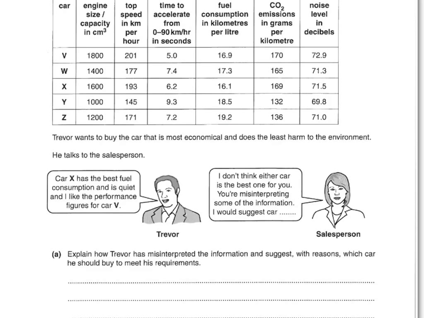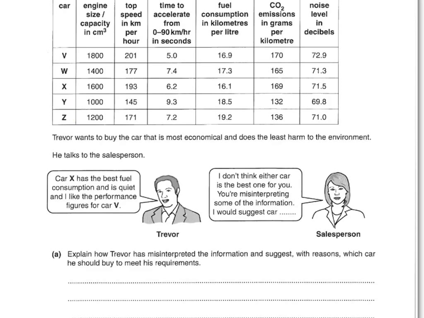And then the second mark is saying that Trevor has read the fuel consumption data the wrong way around, or back to front, or saying that X is the worst fuel consumption, or 16.1 is the worst fuel consumption. The third mark is then for suggesting a different car, so you could suggest Y, because Y is the quietest and gives out less noise pollution, or you could say that Z is close to Y in terms of low noise pollution, and it's close to Y in terms of the carbon dioxide. So you could suggest either Y or Z as the different car.